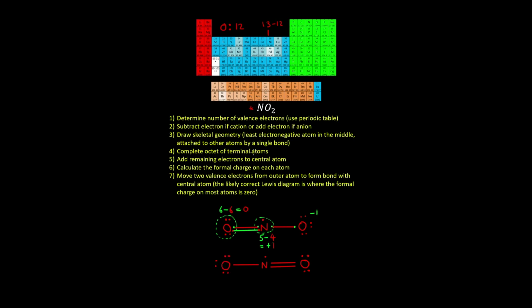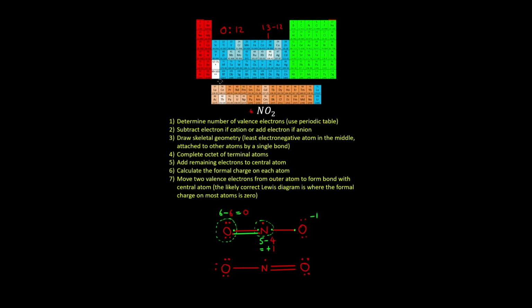So you can see there's a limitation to drawing the Lewis dot structure for a free radical which has unpaired electrons. So note that we couldn't assign another bond to nitrogen because nitrogen is in period 2 and it cannot have an expanded octet.